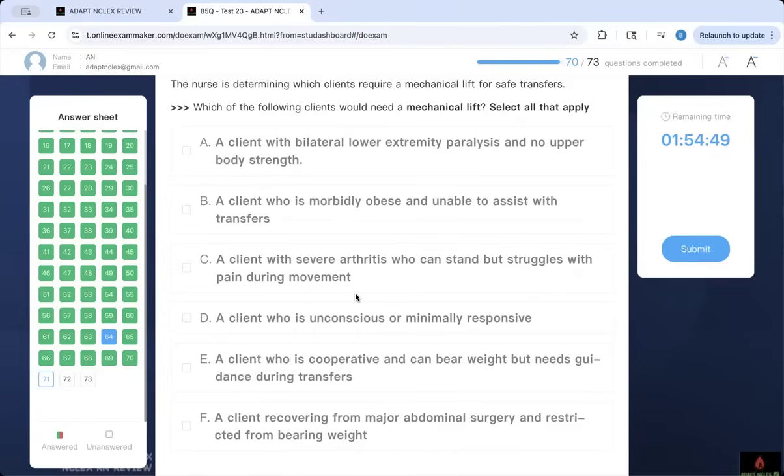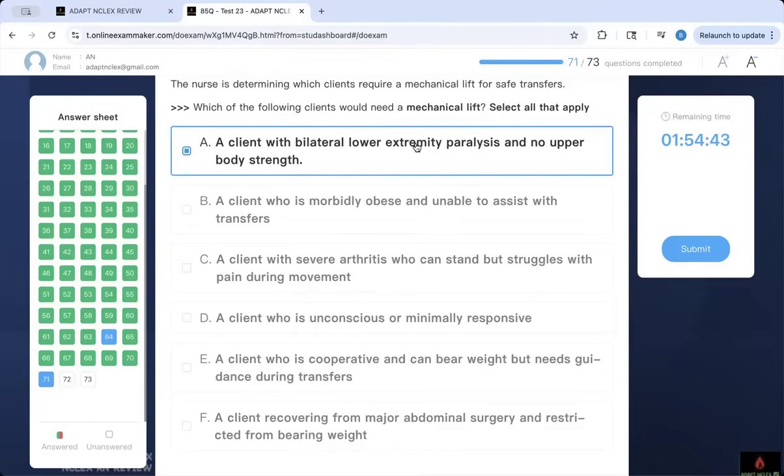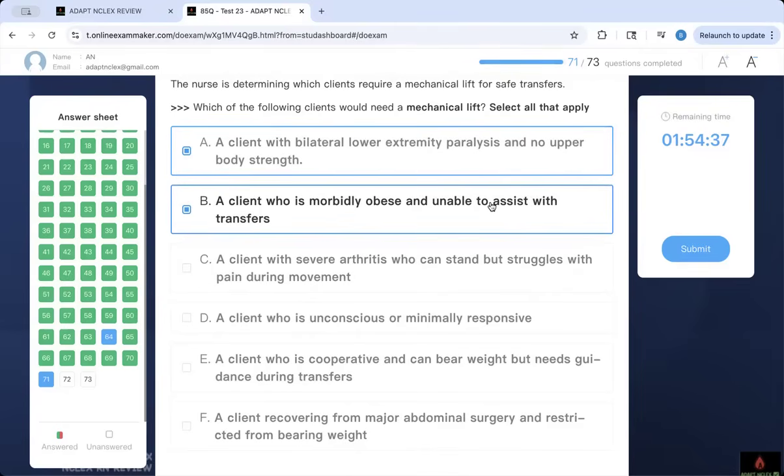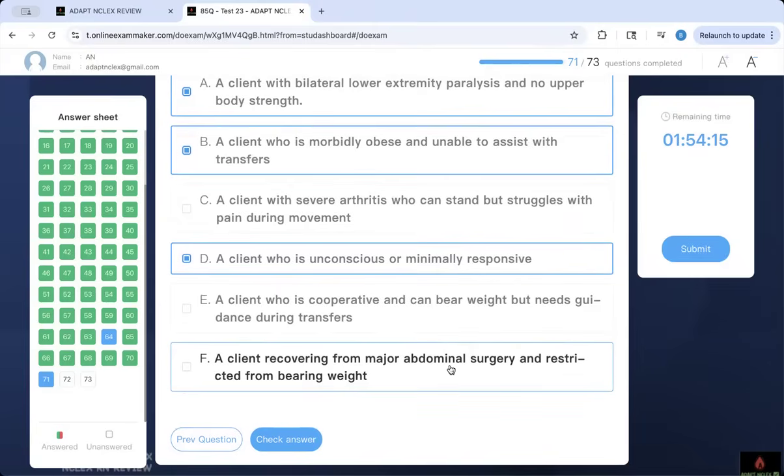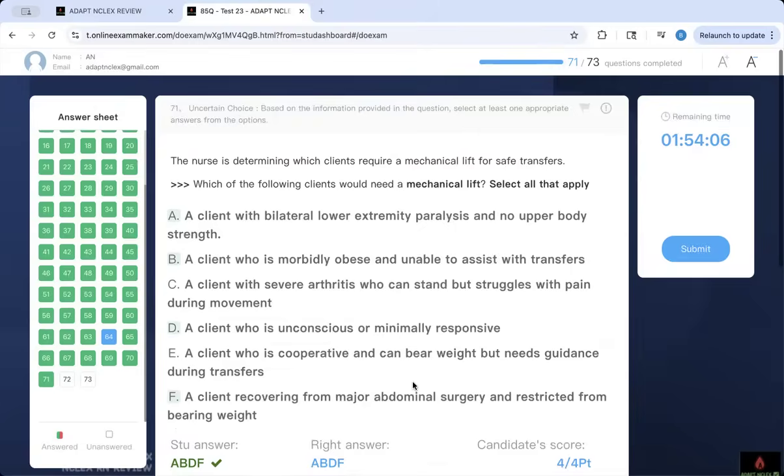If you cannot move, can't support yourself, your upper extremities are weak and your legs are weak, I have to lift you up. I can't break my back. Morbidly obese, he cannot assist himself. Same boat. Severe arthritis, but he can stand. He struggles with movement, so he can help with that. We can still assist them. The client is unconscious and can't do anything. The cooperative one, you can tell me and I will do it. I can bear weight, yeah, that's fine. Abdominal surgery, restricted from bearing weight. Still, we cannot let you do it. You can't bear weight, and therefore we have to lift you up.